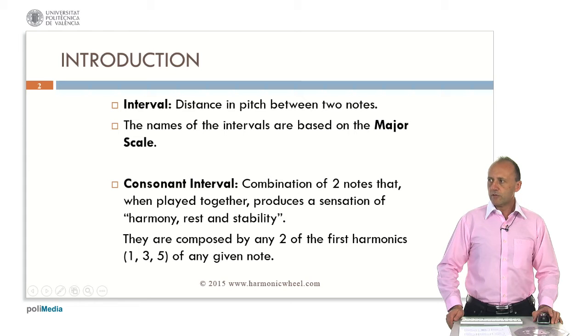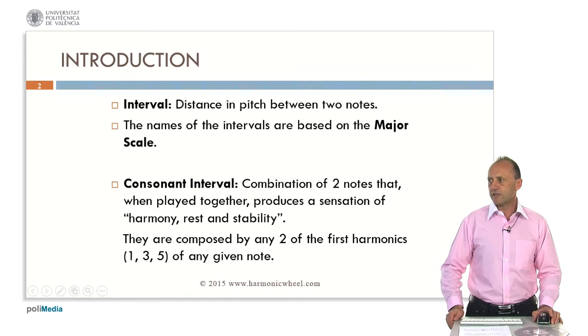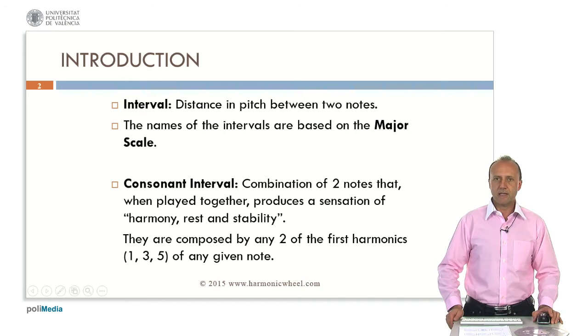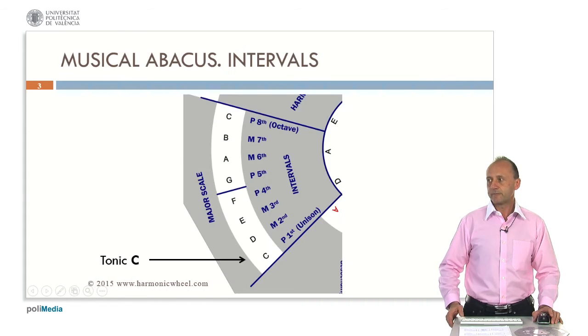There is a very important kind of intervals called consonant. A consonant interval is a combination of two notes that, when played together, produces a sensation of harmony, rest, and stability. They are composed by any two of the first harmonics of any given note, harmonics 1, 3, and 5.